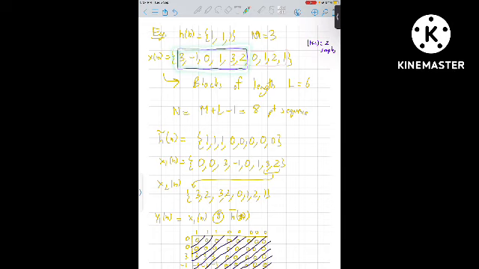x1 of n is what? We add m minus 1 zeros in the beginning and then our usual block 3 minus 1 0 1 3 2. x2, what will it contain? These m minus 1 previous samples, then our normal block. Okay, done.